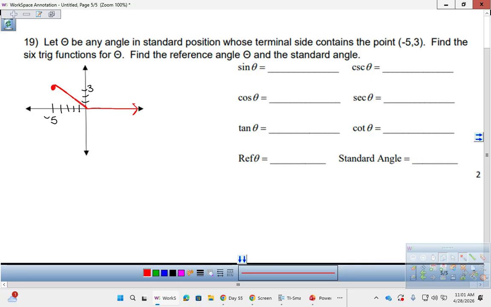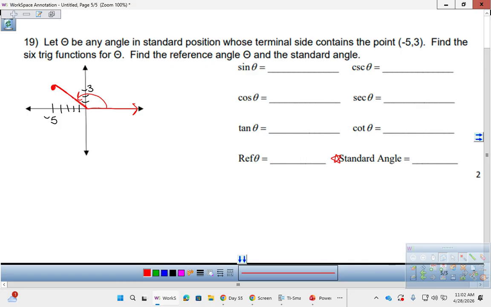This angle from here to here is called the standard angle. I know something about the standard angle already. I know that it's somewhere between 90 and 180 because it falls in quadrant 2. So when I finish this whole problem up, if that red angle is not between 90 and 180, something went wrong. Does that make sense so far?